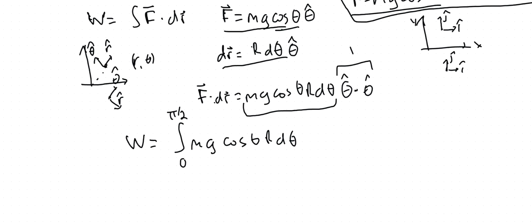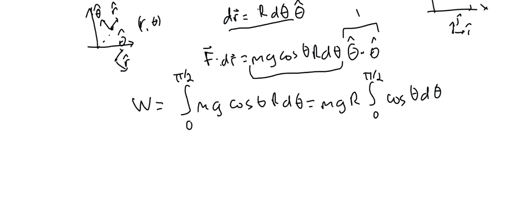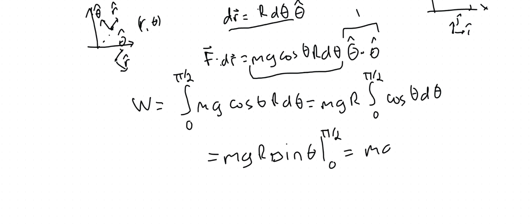So mgR comes out of the integral, 0 to pi over 2, and inside we are left with cosine theta d theta. We integrate cosine theta, which gives us sine theta, and the limits on that are 0 and pi over 2. Because sine of pi over 2 is 1 and sine of 0 is 0, it gives us mgR. So that's the total work done.